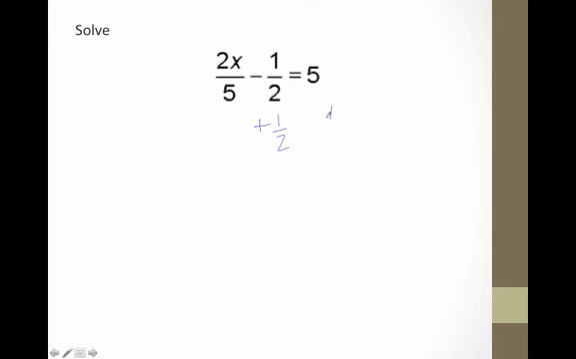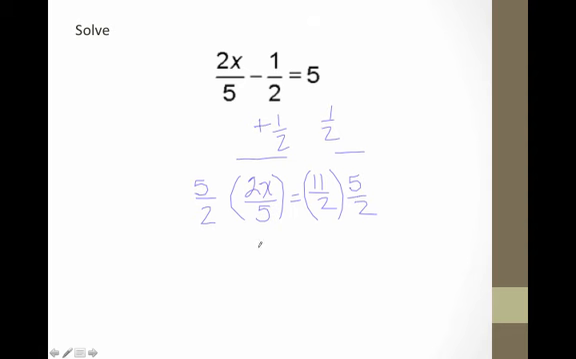Plus 1/2, plus 1/2. 2x over 5 equals 5.5. I'm going to rewrite 5.5 as an improper fraction, which gives me 11 halves. I'm going to multiply by the reciprocal, 5 halves, 5 halves. This cancels. X equals 55 over 4.